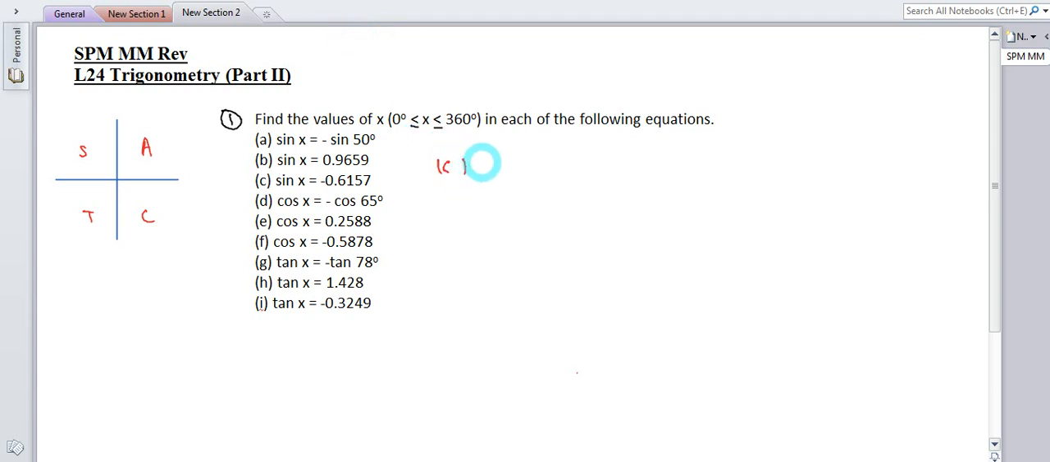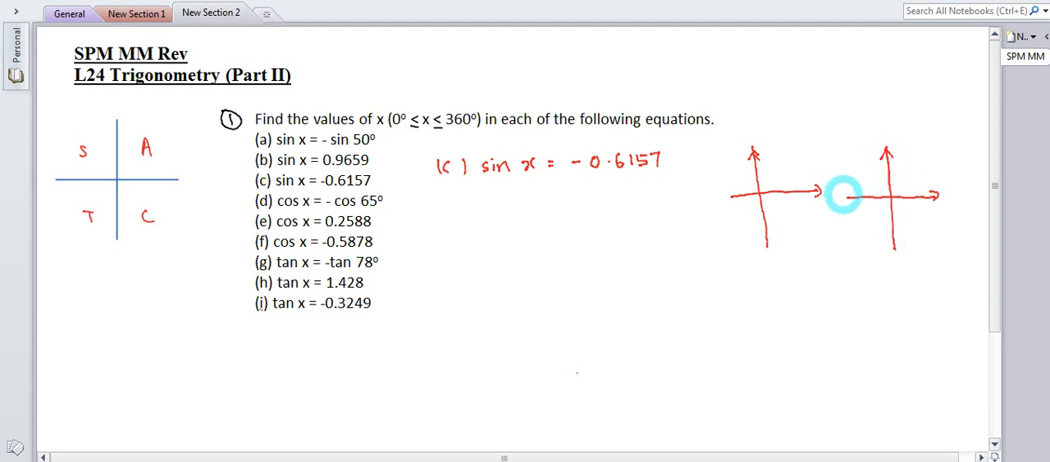Okay, part C, sine x is equal to negative 0.6157. So sketch the graph first. We need to determine where is the angle. Since sine x you get negative, ASTC, we know that the angle must be here, in the third or fourth quadrant.